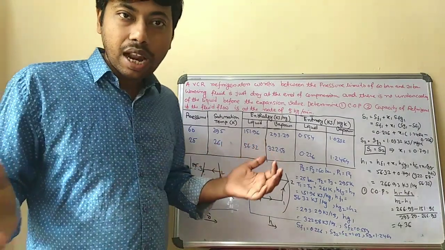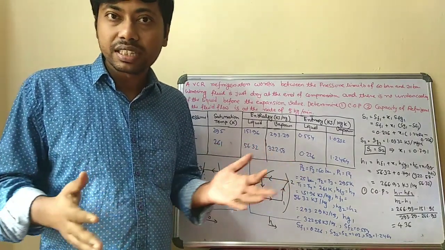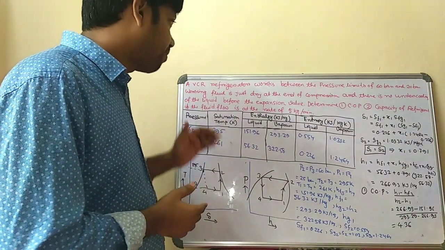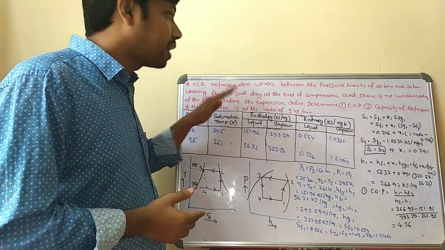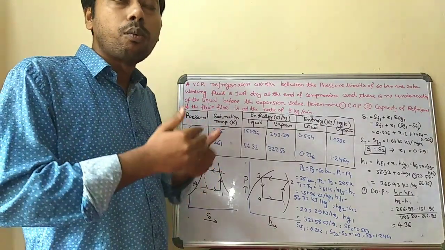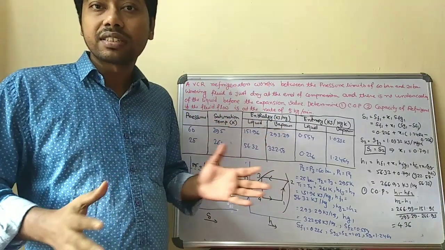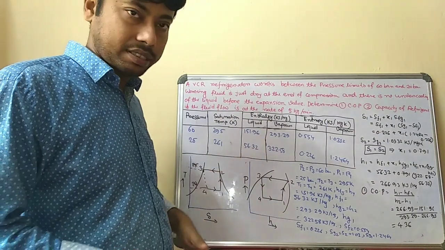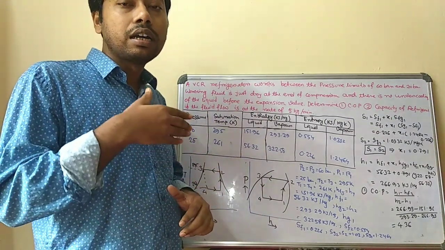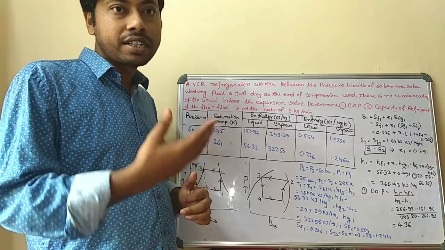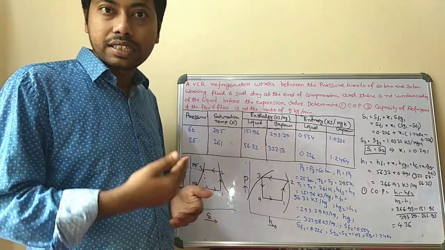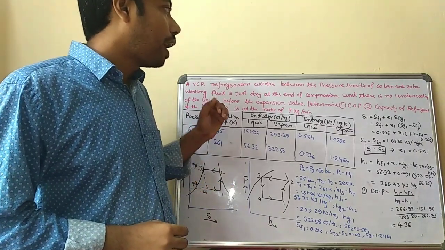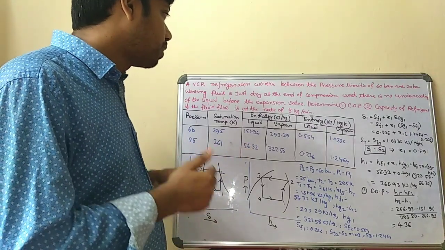Okay, now as you know, the PV, TS and HS plots for a VCR cycle or VCR system. Then the working fluid is just dry. Working fluid means refrigerant, because the working fluid which flows through a particular refrigeration cycle is called refrigerant. Now the refrigerant is just dry at the end of compression. So after the compression process, the condition of the refrigerant is basically dry, not wet or superheated. And there is no undercooling before the expansion valve.